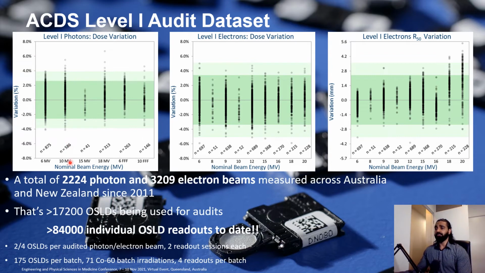So a total of 2,224 photon and 3,209 electron beams have been measured across Australia and New Zealand to date since 2011. And that works out to be greater than 17,200 OSLDs being used for audits. And if you do the maths, it actually works out to greater than 84,000 individual OSLD readouts having been performed to date. This is possibly the largest database of readout data available.